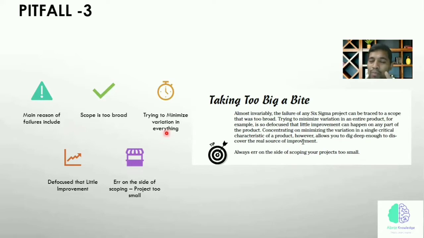Both are the same. One is having a big scope for the entire organization that we wanted to implement, not finding out the critical aspects, or trying to minimize the variation in everything and defocusing that little bit of improvement. Sometimes what will happen is the main priority might get missed. The advice given is always err on the side of scoping your project too small. So both things we have to avoid. It should not be too small or too big, and we have to strike the balance. We need to see from the critical and business impact angle, and then do it.